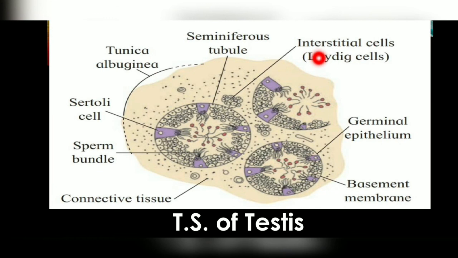A group of cells, and these are called interstitial cells or Leydig cells because they are present inside the interstitial tissue. And what is their function? These interstitial cells are responsible for the production of the male sex hormone, that is testosterone. So this is the TS of testis.